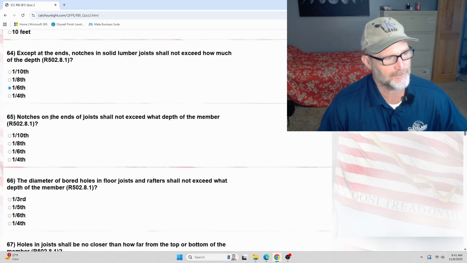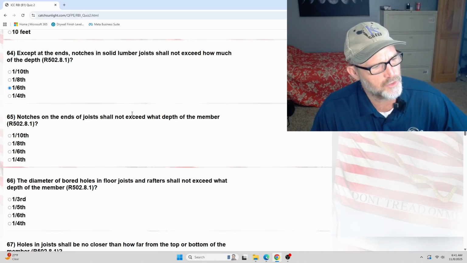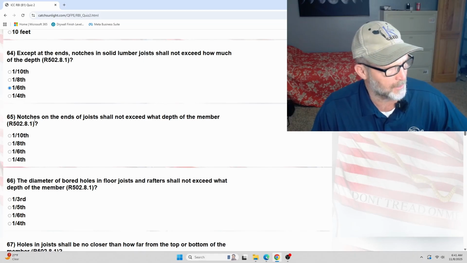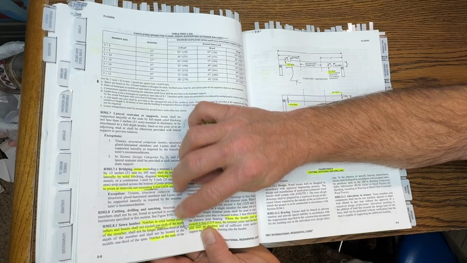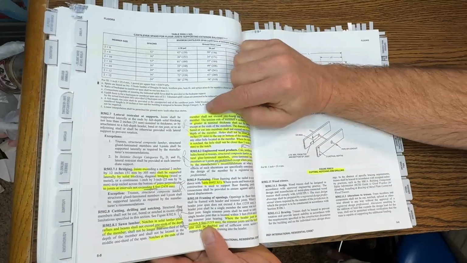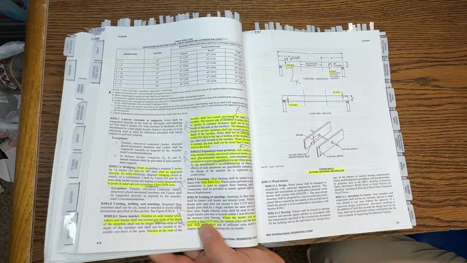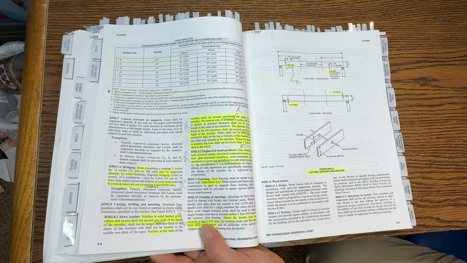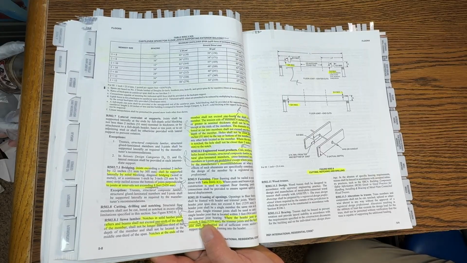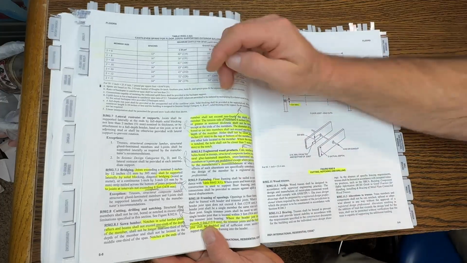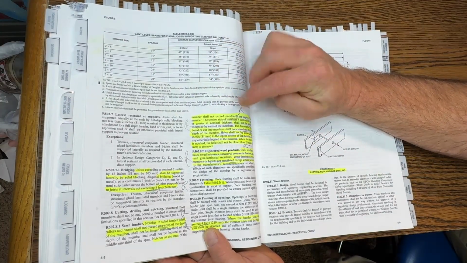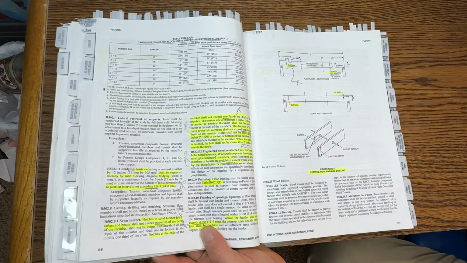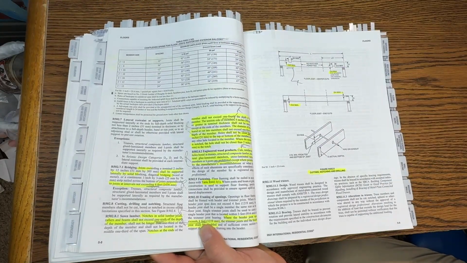65. Notches on the ends of joists shall not exceed what depth of the member? So 502.8.1. Notches at the ends. So we're not talking just anywhere right now. We're not talking in the middle of something. We're talking about, you know, at the ends where you're putting something on top of a ledger plate or something. Notches at the ends of members shall not exceed 1/4 the depth of the member. So the answer there as far as notches on the ends is 1/4.